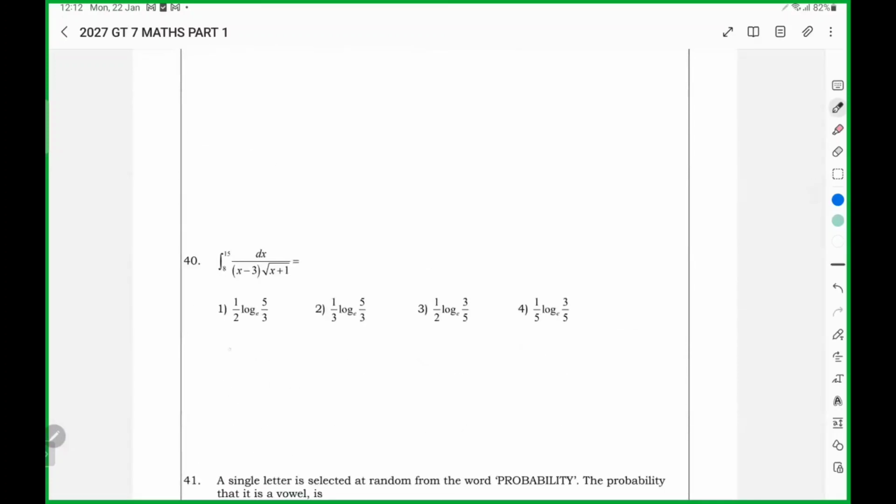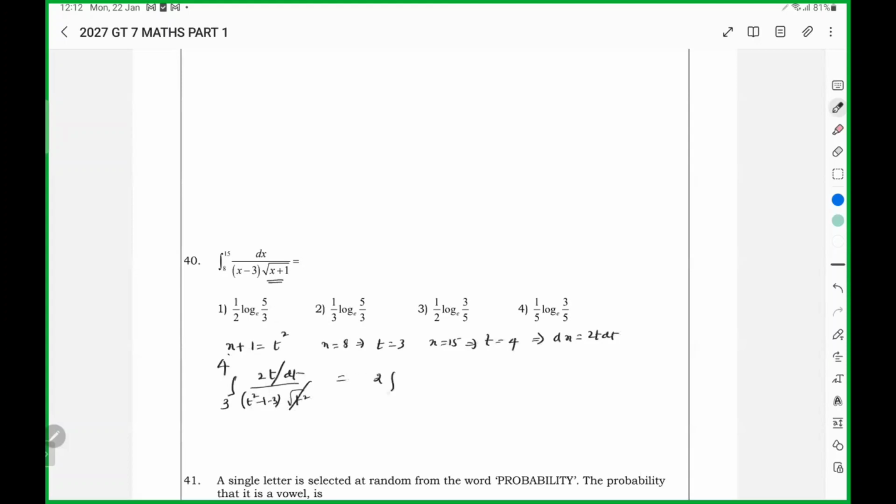In this problem, whenever a root is there, we substitute to eliminate it. When x is 8, t will be 3; when x is 15, 15 plus 1 gives t as 4. So dx will be 2t dt, and x is t square minus 1, minus 3 root of t square.